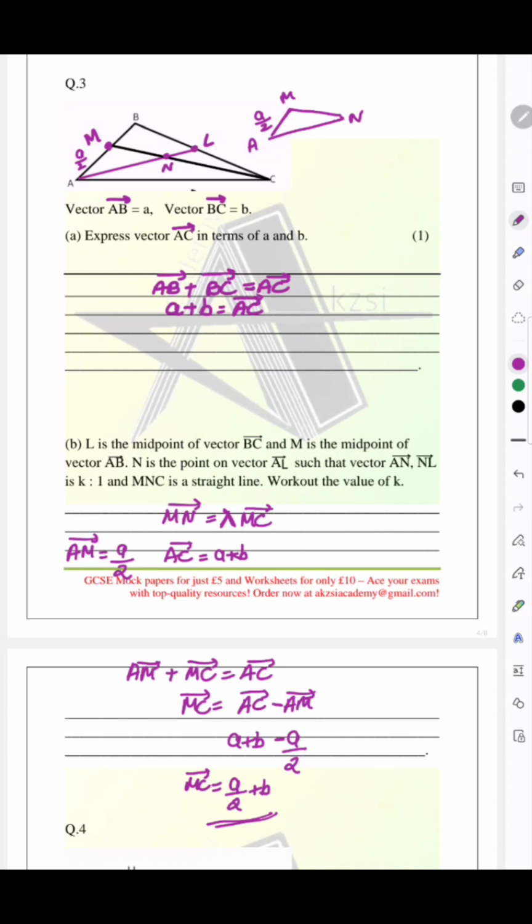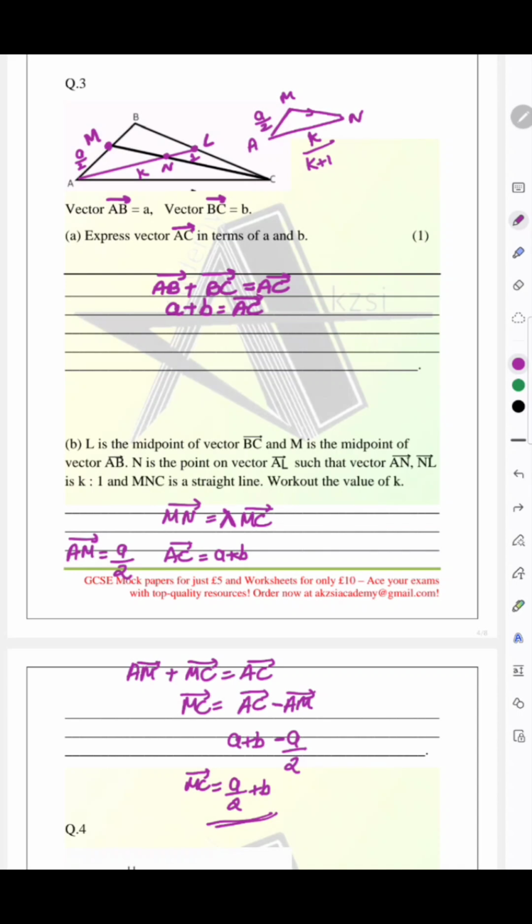So this would be MN we have to calculate, and AN we know was divided in the ratio K to 1. So I can say this is K ratio 1, or in fraction it would be K over K plus 1. This is how we convert a ratio into a fraction: the particular part divided by the sum of both parts. So K over K plus 1, but of this whole AL. That's it.